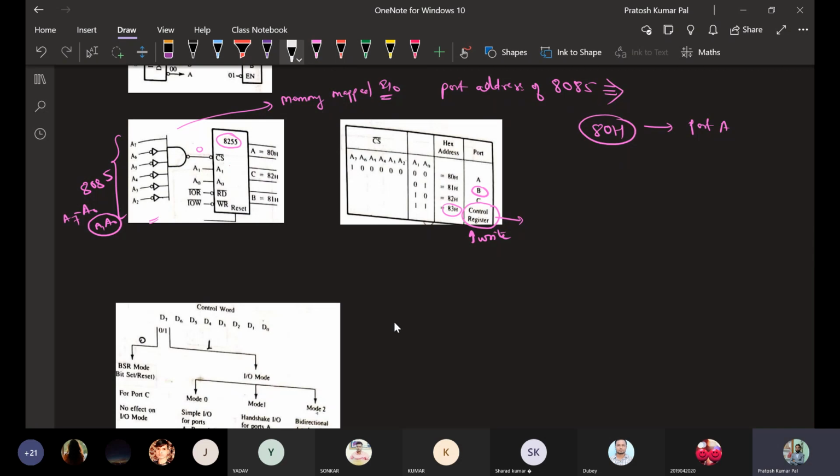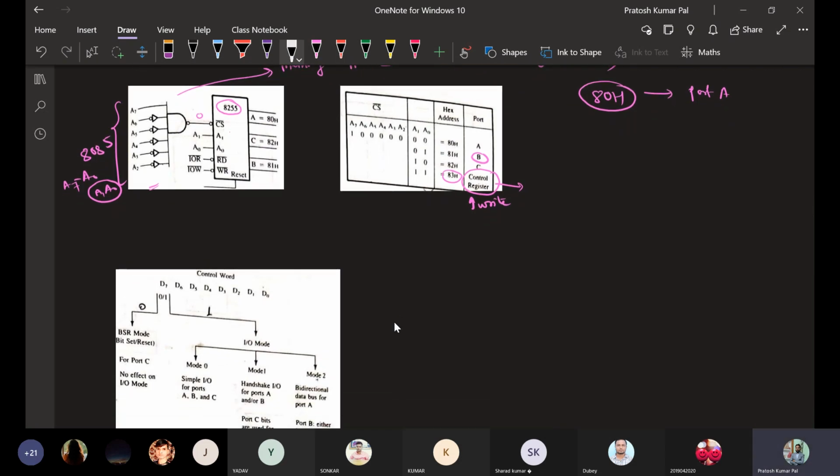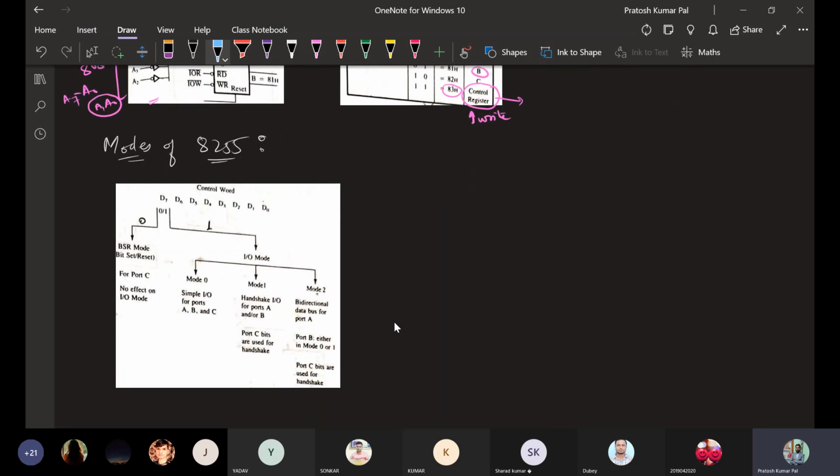The next one is how the different modes function in 8255. So there are different modes of 8255. The mode of operation of 8255 will be decided by the control register, which holds a control word. Whatever data the microprocessor writes to the control word is going to decide the function of 8255. So we will see what the values of the control word are.